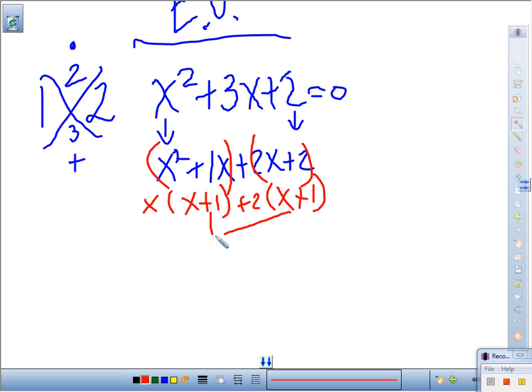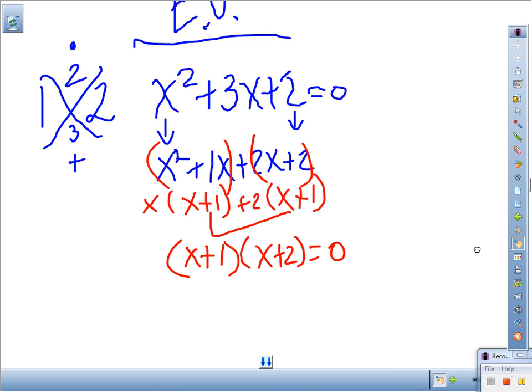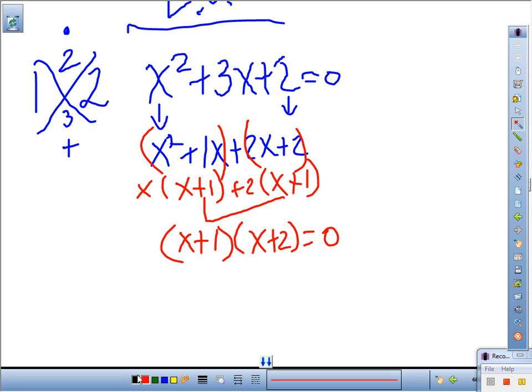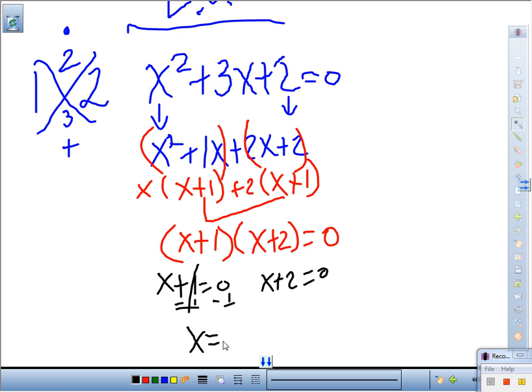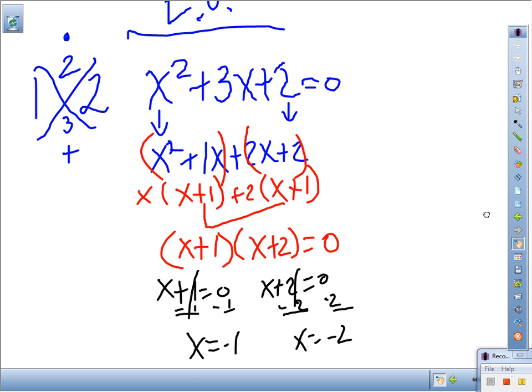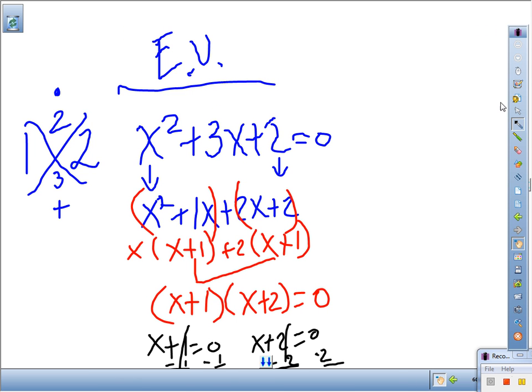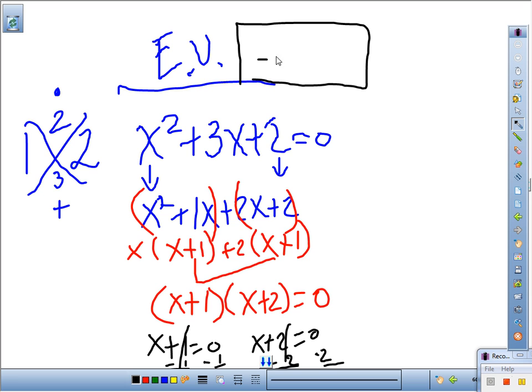So my factors are x plus 1 and x plus 2, and all that equals 0. Am I done? No. Set each factor equal to 0. So we got x plus 1 equals 0, x plus 2 equals 0. Minus 1, minus 1, x equals negative 1. Minus 2, x equals negative 2. And these are my excluded values. Let's write them in here. Negative 1 and negative 2. Those are my excluded values. Okay? Let me zoom out.